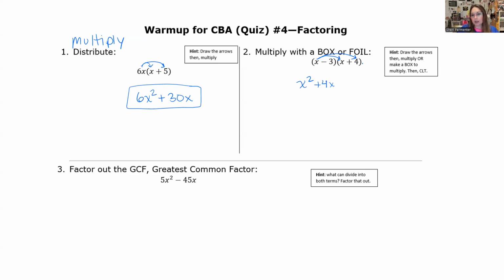So now I'm going to do -3. This is inner, that's the I, the 2 inner terms. -3 times x is -3x. And then last, it's the 2 last terms. And so I'll draw an arrow. -3 times 4 is -12. So you've got 4 terms, you're going to have 4 arrows.